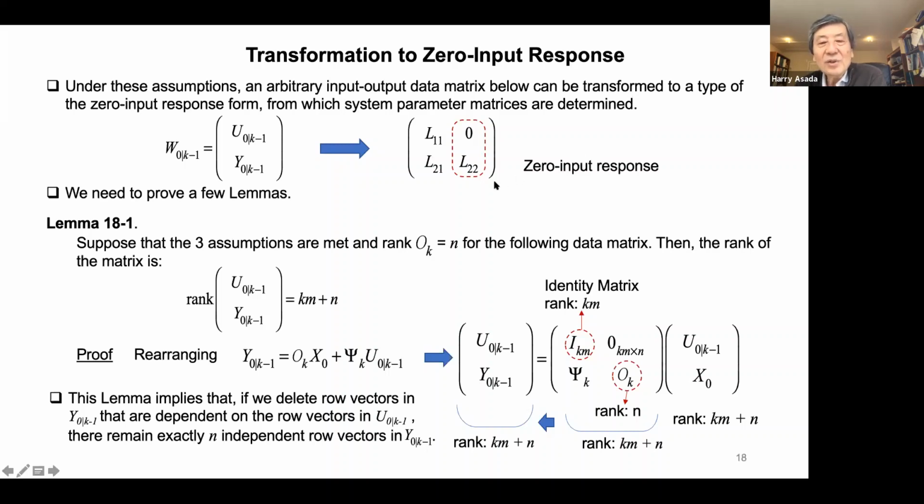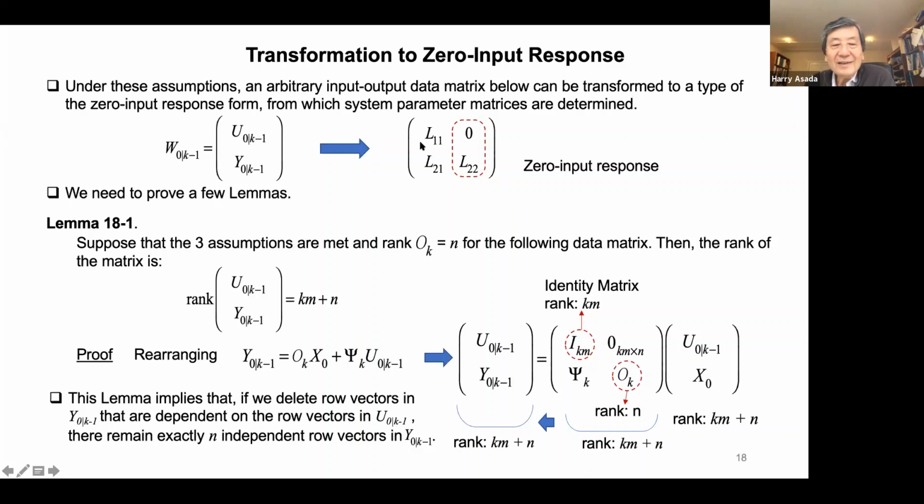So we use this kind of coordinate transformation to reduce this data matrix into this particular form, which includes the zero input response. As you have L22, you can apply the singular value decomposition and then create the observability and controllability matrices separately. Then you can find the A, B, C matrices. That's it. So that's what we would like to do.